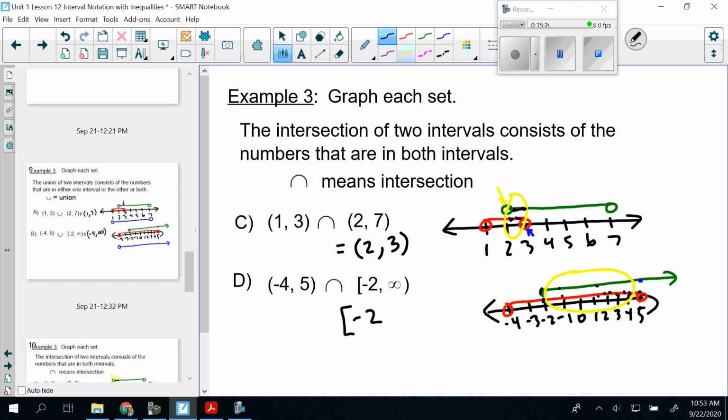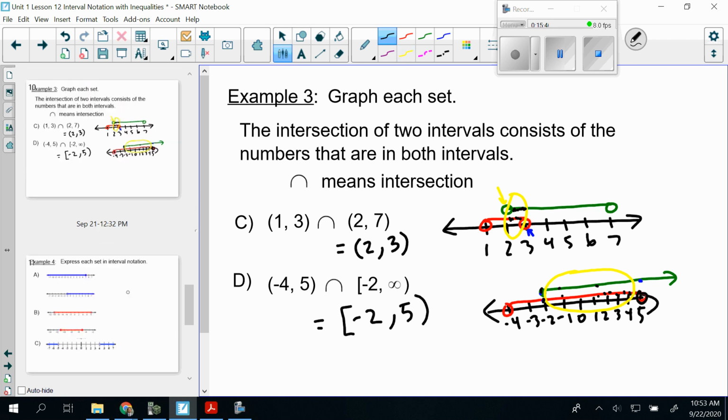At 5, that's where we run out of this graph. So we can't include any points beyond that. So -2 to 5, not including 5 because the red graph did not include it even though the green did. So that would be the intersection of those two. So intersections, points included in both.